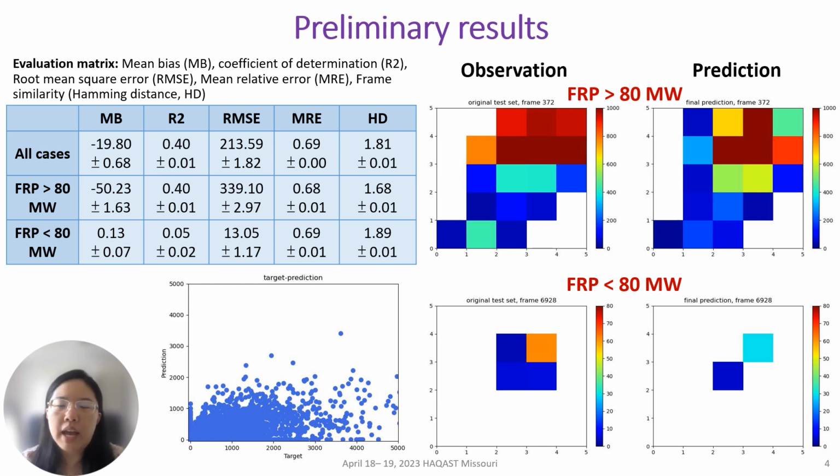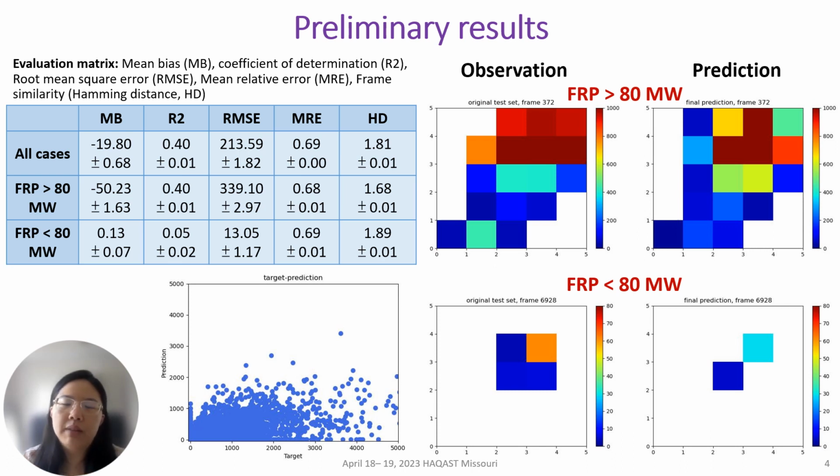Overall, the model underestimates the FRP values with negative biases. As you can see, the biases are about -20 or -50 for strong fires, and the mean relative error is about 0.7, which means our model underestimates the FRP value by about 30%.